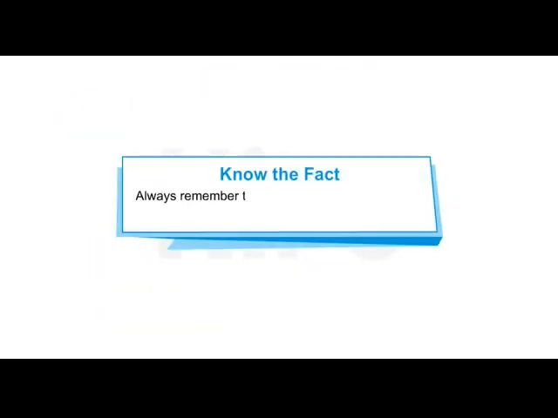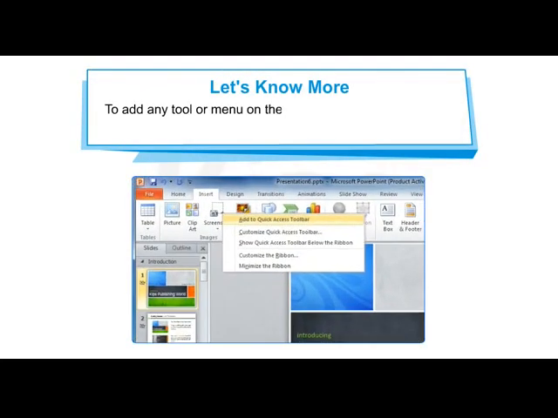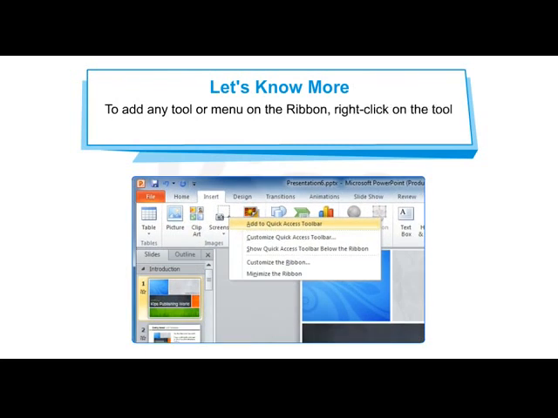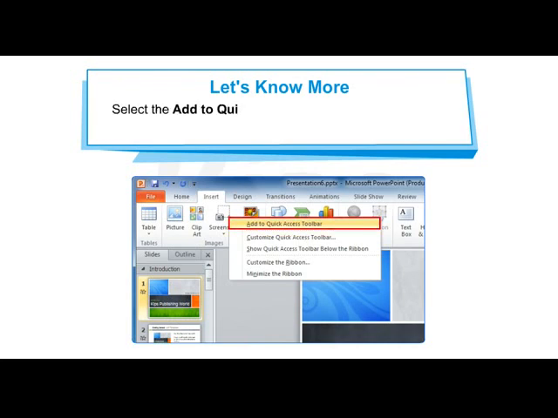Students, always remember that while working with objects, we should be in the normal view. Students note that to add any tool or menu on the ribbon, right-click on the tool or command you intend to add on the Quick Access toolbar. Select the Add to Quick Access toolbar option. The tool will be added on the Quick Access toolbar.